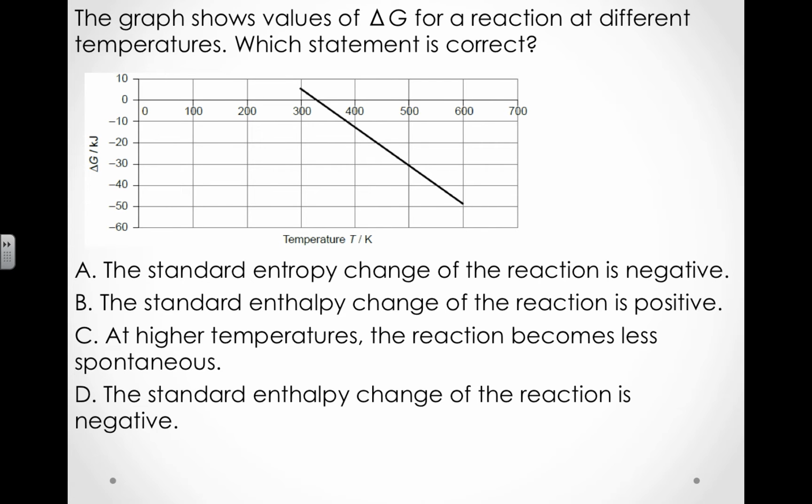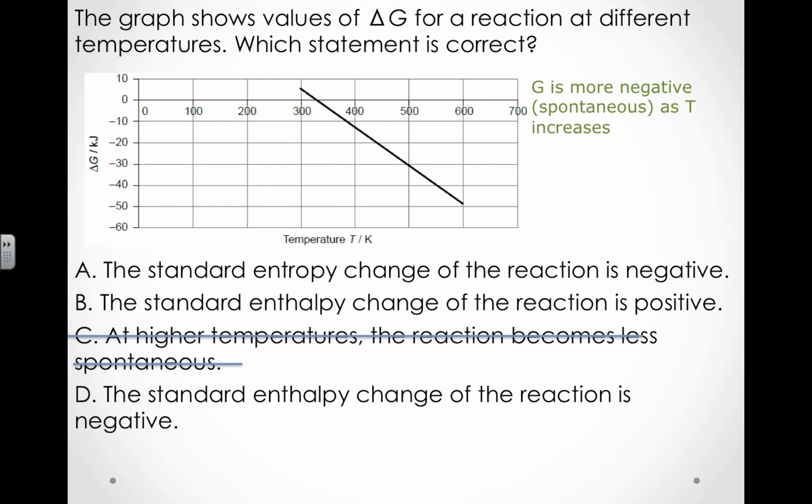Okay. So the graph shows values of delta G for a reaction at different temperatures. Which statement is correct? Okay, well, when I look at the graph, I see that delta G becomes more negative as temperature increases. And I know that delta G, Gibbs free energy, tells us about the spontaneity, and we want it to be negative, so this reaction gets more spontaneous as temperature increases. Okay? And when I look at my answer choices, C is the exact opposite of that, so I can scratch that out.